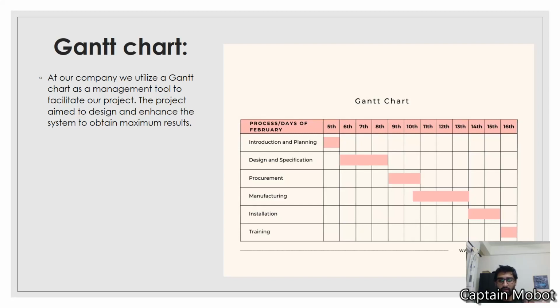On the 5th of February, we are doing the introduction and planning. From 6th to 8th of February, we're gonna do the design and specification. From 9th to 10th of February is the procurement and acquisition of materials and products. From 11th to 13th is the manufacturing of the pump. From 14th to 15th of February is the installation of the pump, and on the 16th of February we're gonna train the customer.